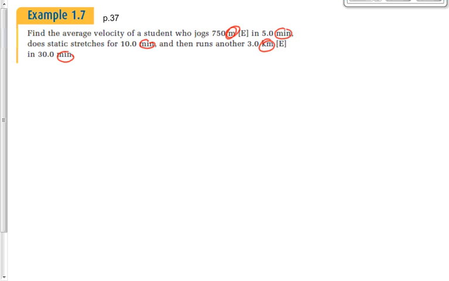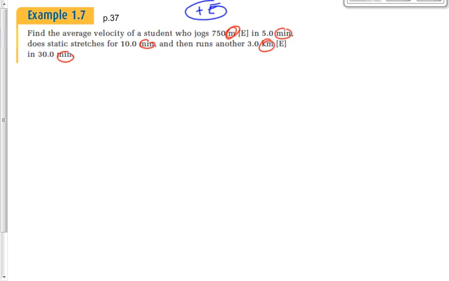Okay, so let's write down some givens here, okay? He jogs 7, let's define east as positive, which makes sense because everything's going east, right? He jogs 750 meters to the east. Is that a position or displacement? Is that where he is or how far he's gone?